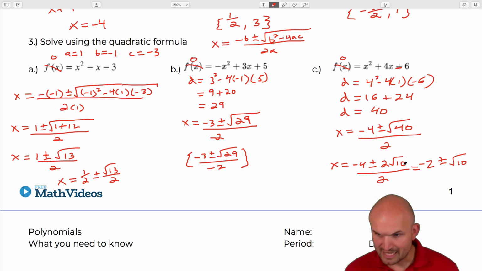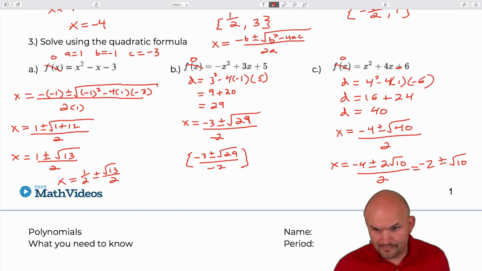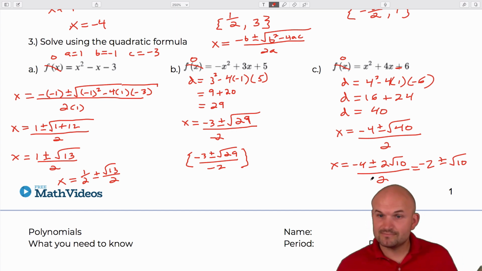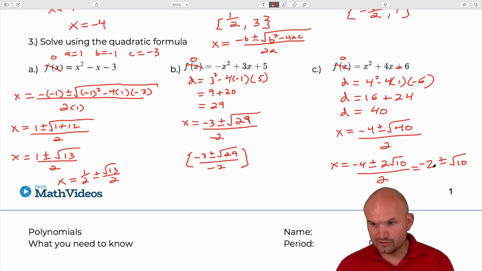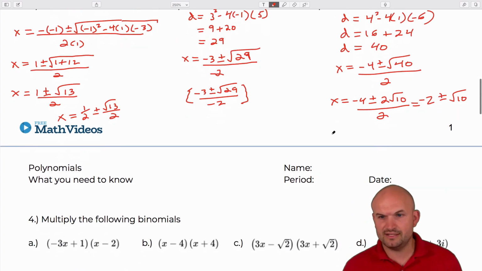As the 2 got divided into there, and opposite of b. Oh, I did it again. Okay, and there you go. So that is now your solutions. You can see those two solutions. So we'll just write that in there one more time. x is equal to negative 2 plus or minus the square root of 10.